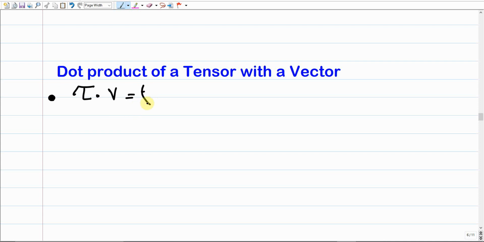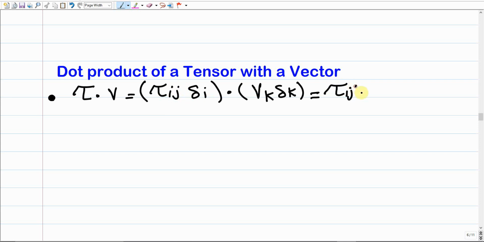So let us write the tensor in its component form. It's going to be tau ij delta i delta j, with a dot product here, dotted with the vector. For the vector we have to use a different index, because we already used i and j and we're still working in the same term. So let us use k, for example. Now we just do normal multiplication of the components, so we have tau ij times vk, and then do the operation over the deltas, so we have delta i dot delta k.